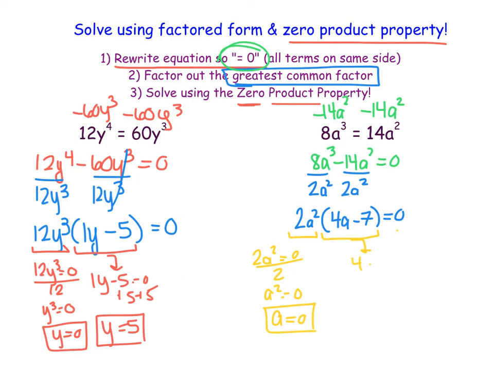The other option, we have 4a minus 7 could equal 0. We add 7 to each side, so I have 4a is equal to 7. Divide by 4. My other option is that a is equal to 7 over 4.